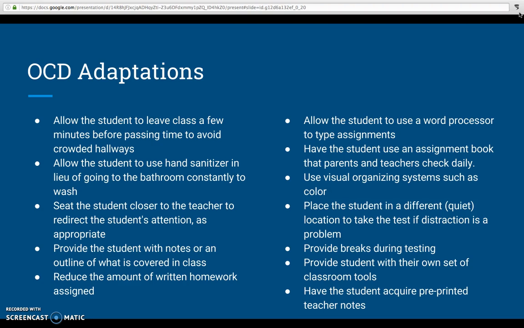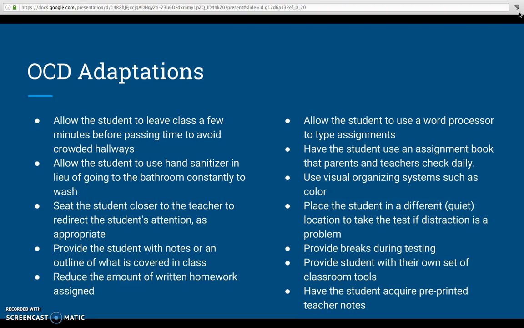Some different adaptations would be to allow them to have hand sanitizer in lieu of constant bathroom visits, because if they overly wash their hands, it can be harmful and they'll get chapped hands. Have a seat closer to the teacher so the teacher can redirect any unwanted attention and make it more appropriate attention. Provide notes or outlines ahead of time. Reduce the homework amount. Allow them to type assignments as opposed to writing, because some of them get upset over writing since they'll get the lead from a pencil or the ink or markers on their hands, and they don't like that, so they have to constantly wash.